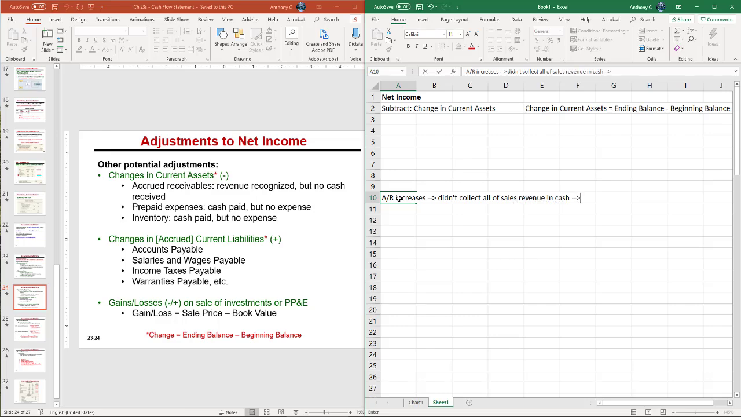So then if we want to adjust net income to a cash basis, we have to subtract out this increase in AR.